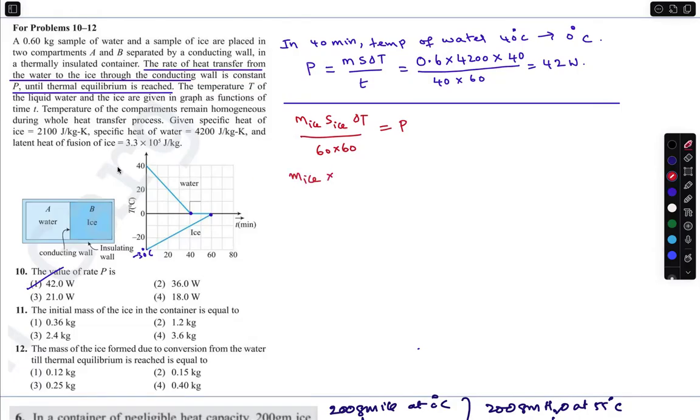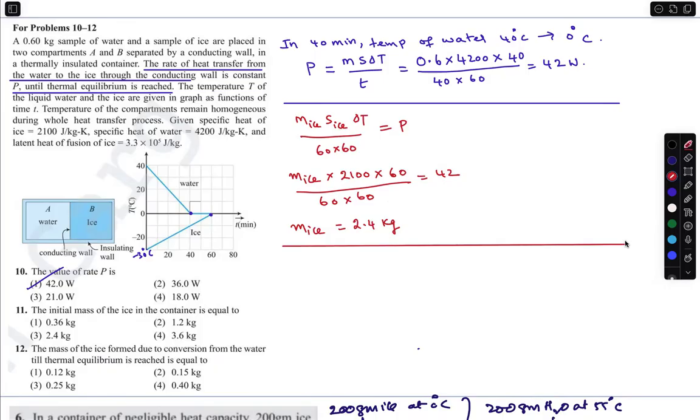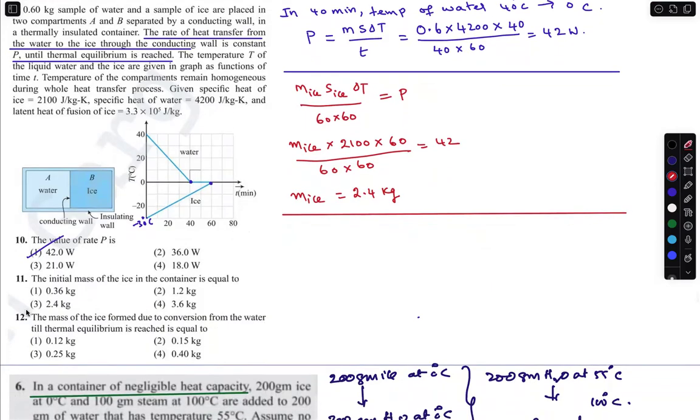The specific heat of ice they have given is 2100. Difference of temperature 60, by 60 into 60, is power 42. So on solving this, you will get the mass of the ice as 2.4 kg. A simple substitution. See, both pieces of information I got from the graph only. What is the objective of the graph? Temperature difference and time were clearly mentioned in the graph.